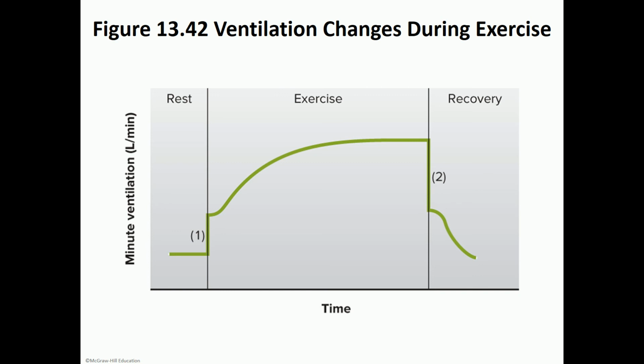The brain sends out impulses to the diaphragm and the external intercostal muscles to start contracting. As you warm up, your joints are sending impulses again to stimulate breathing. So you will see that there is an increase in ventilation before you exercise. And then at the end of exercise, ventilation goes down, but not down to its normal level. And then it gradually decreases during the recovery phase until it goes back to baseline.